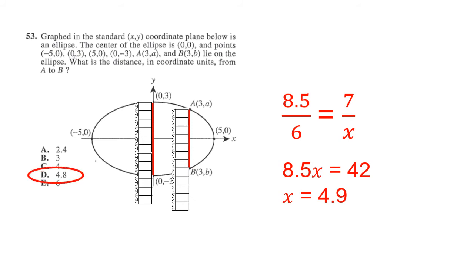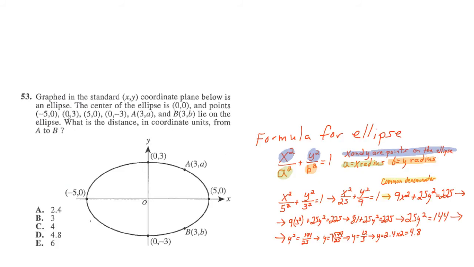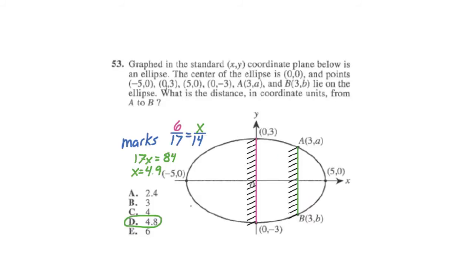Now, that's a pretty simple way to do it. You could use the equation for the ellipse and solve it, but it's a pretty complicated solve. By the time you get to 53, you may not have time for that. So a measurement technique might be better on this one. And again, it worked with my measurement pencil. I just had slightly different marks, but got the same answer. I got 4.9, so it was 0.1 off.